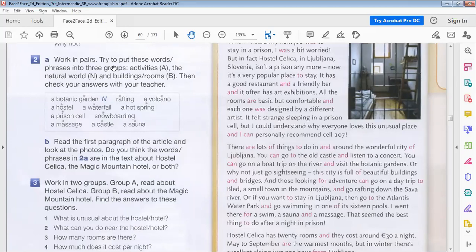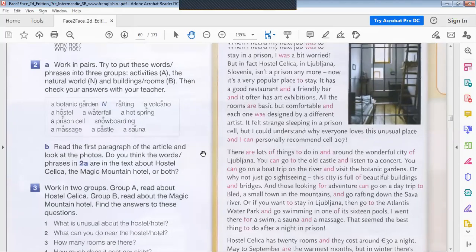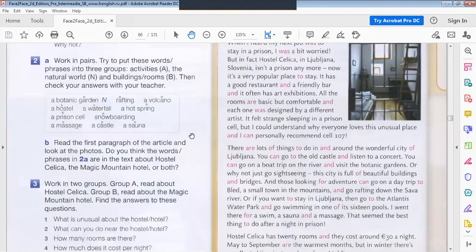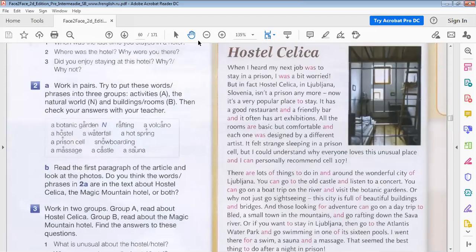There it says stay in a prison. The screen isn't completed, but can you go up? You mean in the bottom? A little bit. In the bottom or in the top? On the top. This is the top. Yes. When I heard my next job was to stay in a prison. Okay, stay in a prison. But then she said it isn't a prison anymore. Correct.